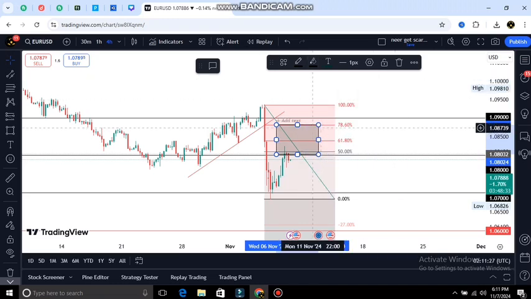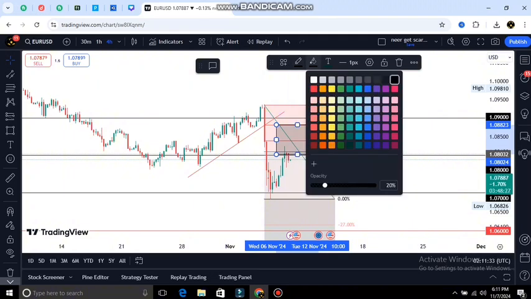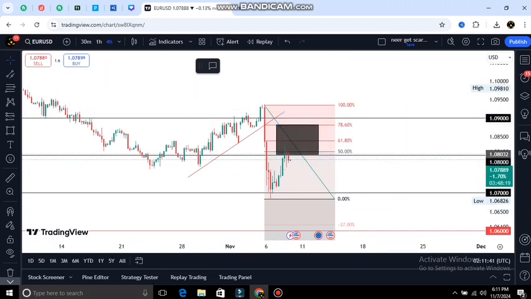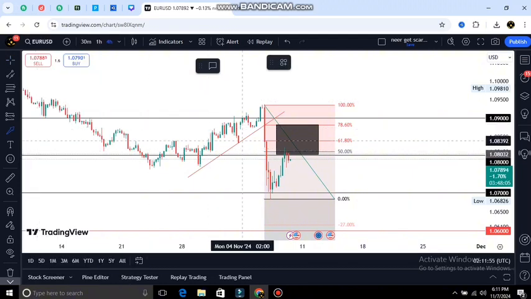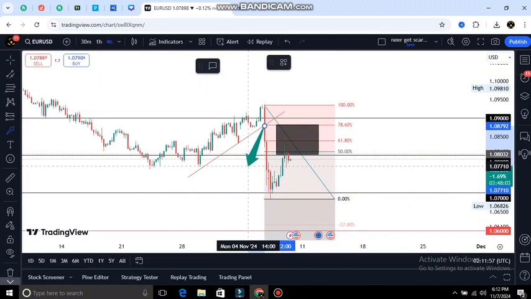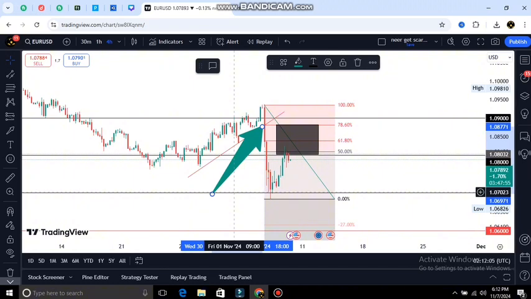So that's one confirmation. The second confirmation, which I see here right now, is based on my trend line break and retest. After this break, there should be a retest, and this is the retest I'm seeing right now. This is not a reversal, it's a kind of retest. After this retest, the market will fall back down and continue its prior movement, which is the downtrend.